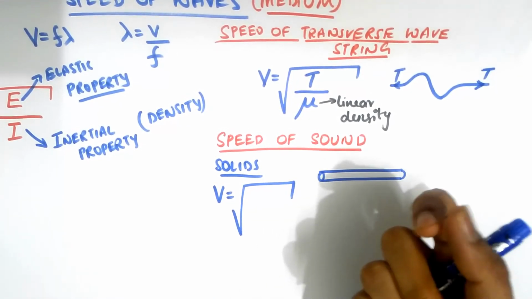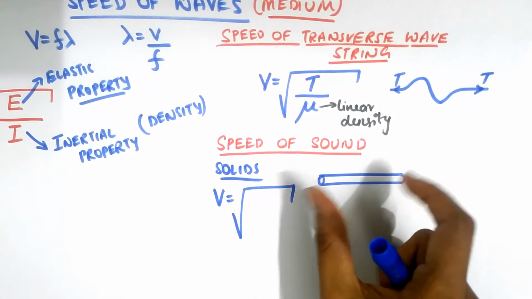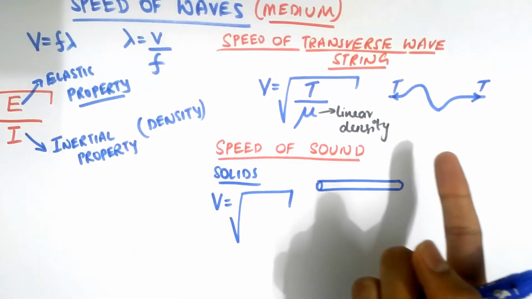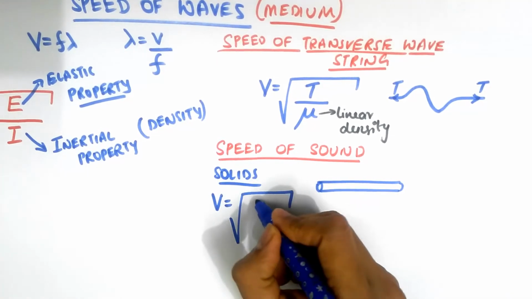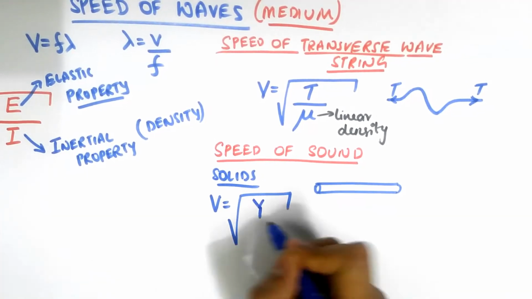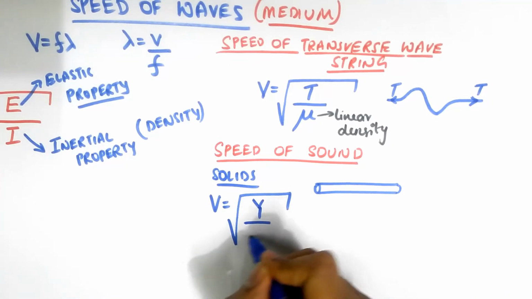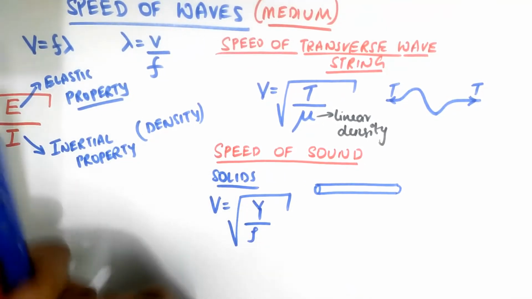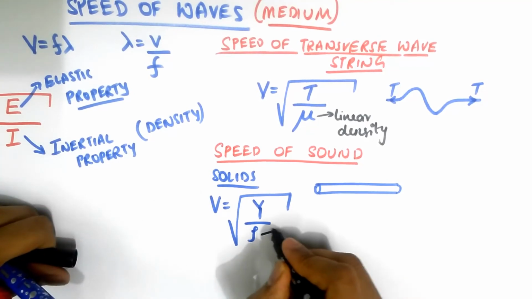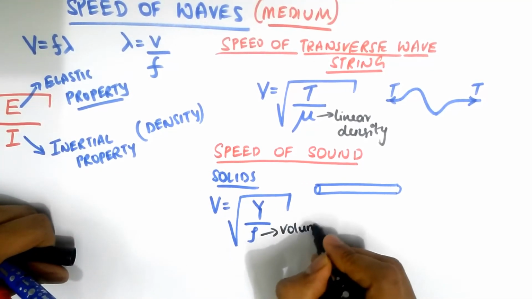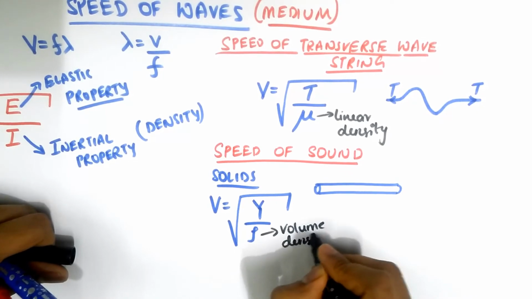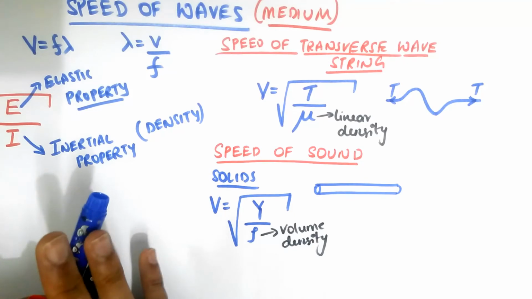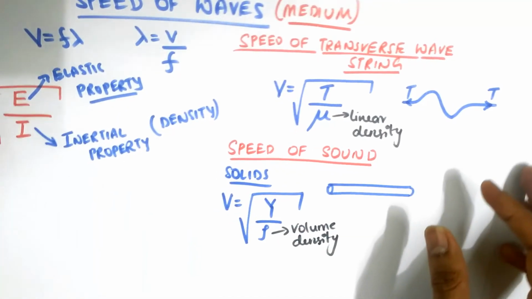Okay, so what elastic material are we going to talk about? Well, we're going to talk about deformations that happen along the length, right? The deformations, and that is taken care of by what we call Young's modulus. So Young's modulus comes over here and we divide by the density. So the volume density is what we're talking about over here.